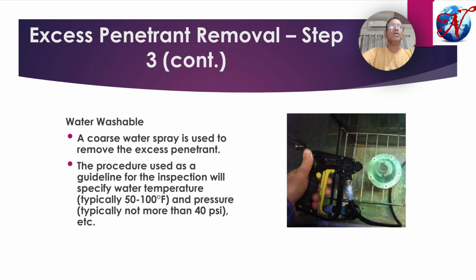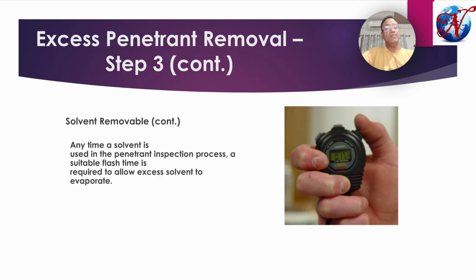So in the case of water washable penetrant, we use a coarse water spray to remove the excess penetrant, and the procedure used as a guideline for the inspection will specify the water temperature in the range of 50 to 100 degrees Fahrenheit, and the pressure of the rinse water will be a maximum of 40 psi. In the case of solvent removable penetrant, we maintain the timing so that excessive flooding or excessive cleaning is not done.